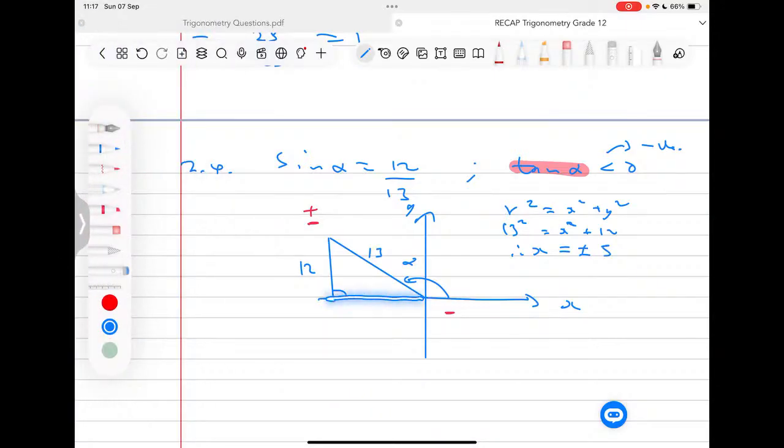But if you look at this side here, or this quadrant here, you would see that my x is negative. So it means I have to take the negative 5 when I plot this. So this side will be a negative 5 there.